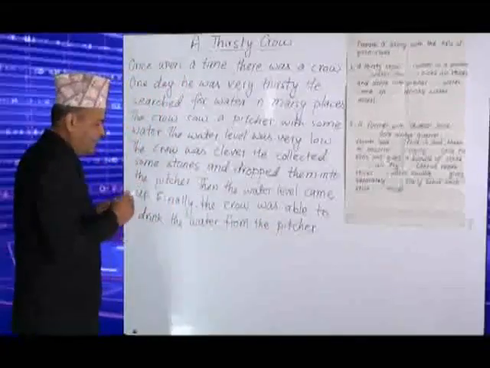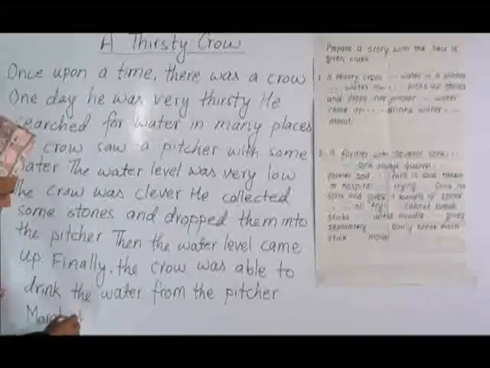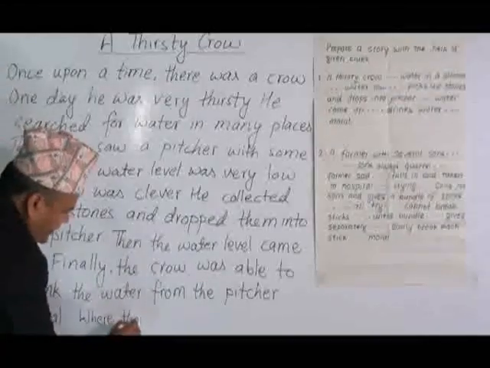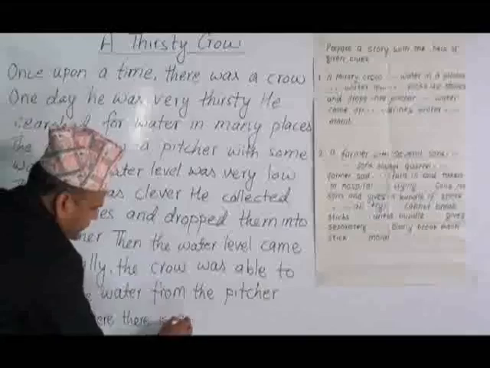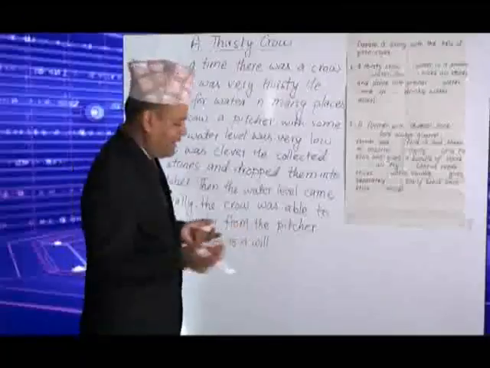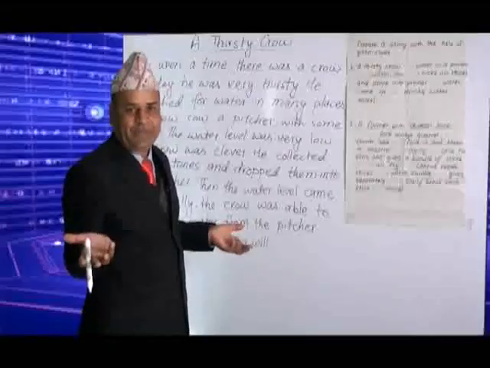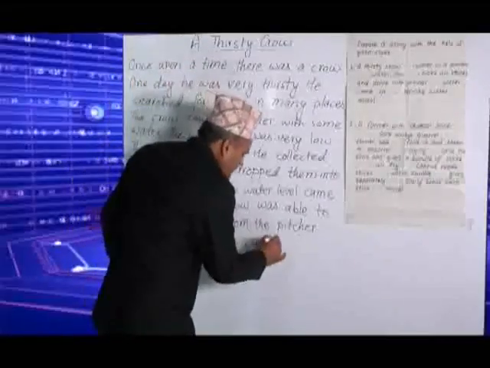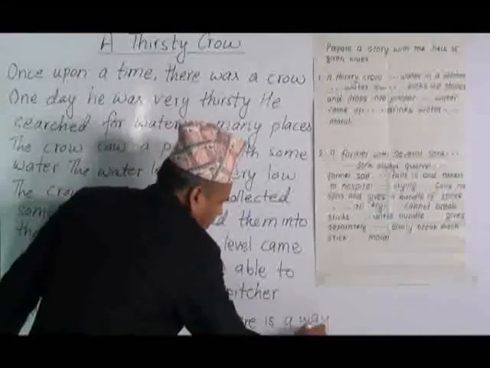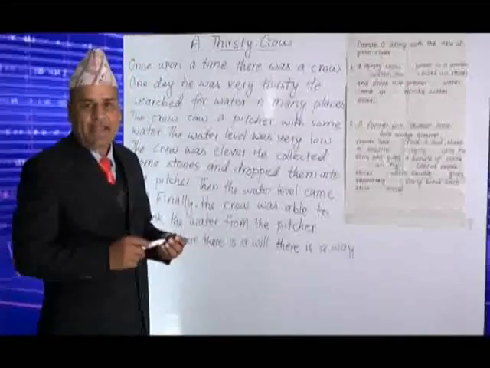So we can guess, where there is a will, there is a way. So the moral of the story can be, where there is a will. Will is desire, okay, and we have some desires because the bird had desire at that time, desire to drink some water. And where there is a will, there is a way. The moral of the story is, where there is a will, there is a way, okay.